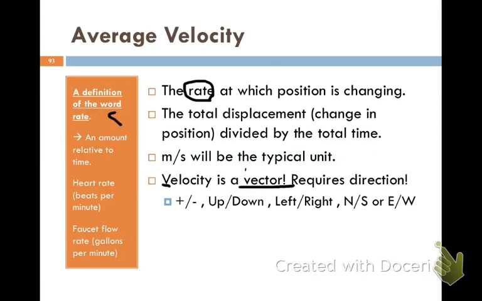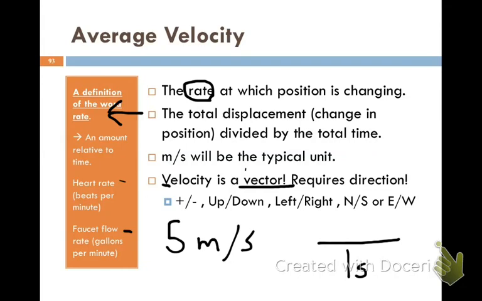So let's look at the definition of the word rate. It's really just an amount relative to something else, in this case time. So an example would be heart rate, which is beats per minute, or faucet flow rate, which is gallons per minute. Really what it's saying is if we're going 5 meters per second, for every 1 second, you will have traveled 5 meters.